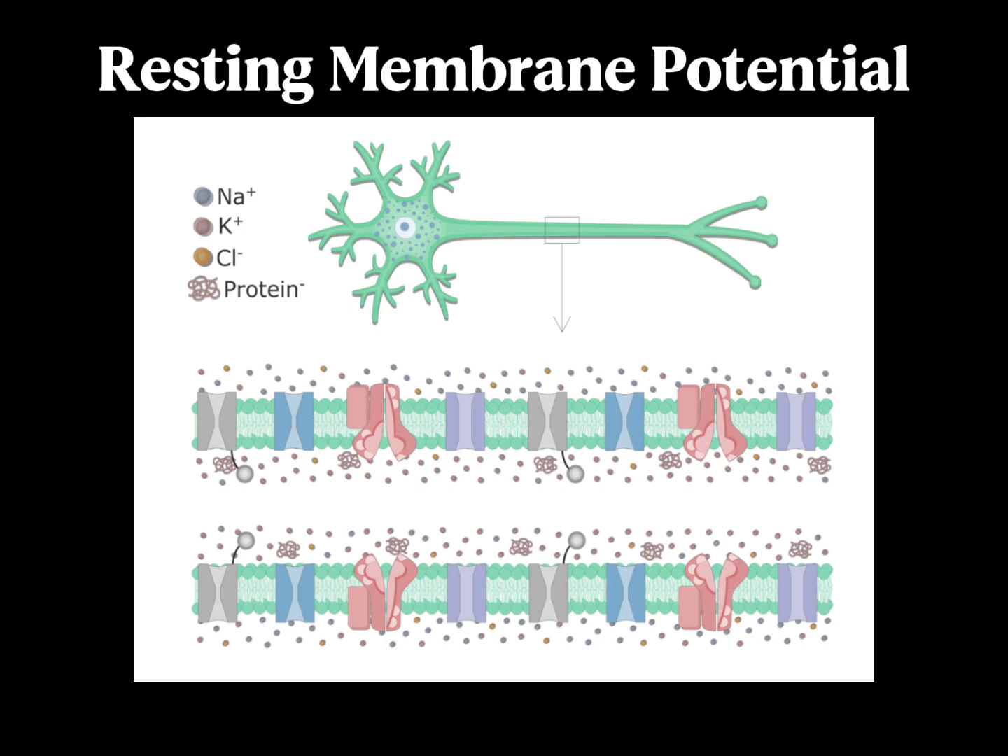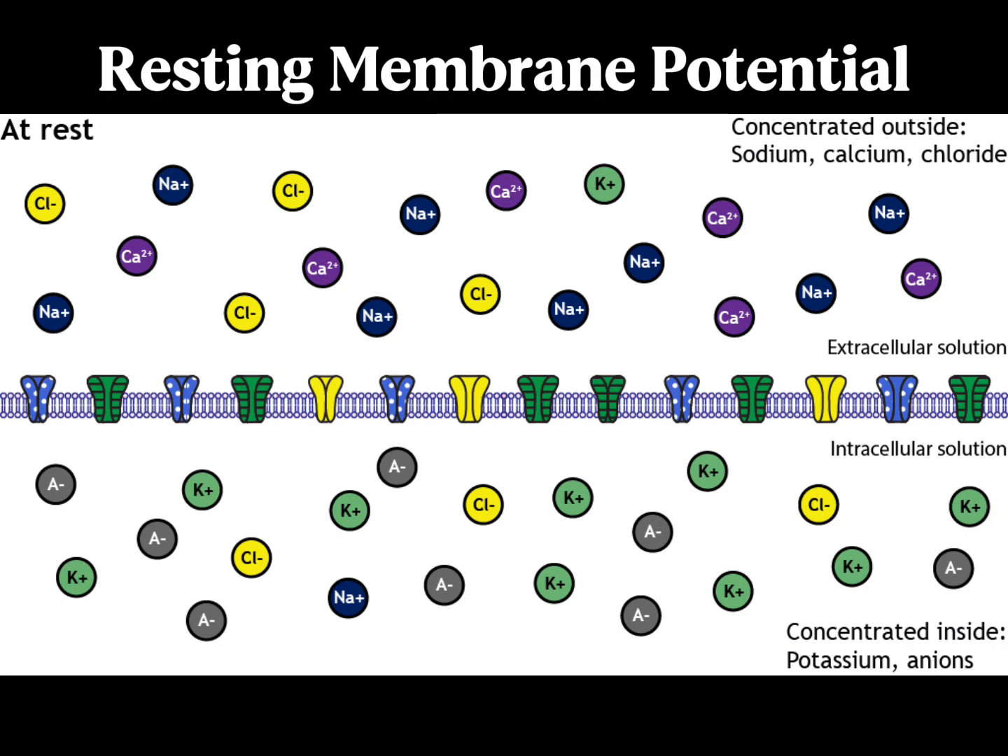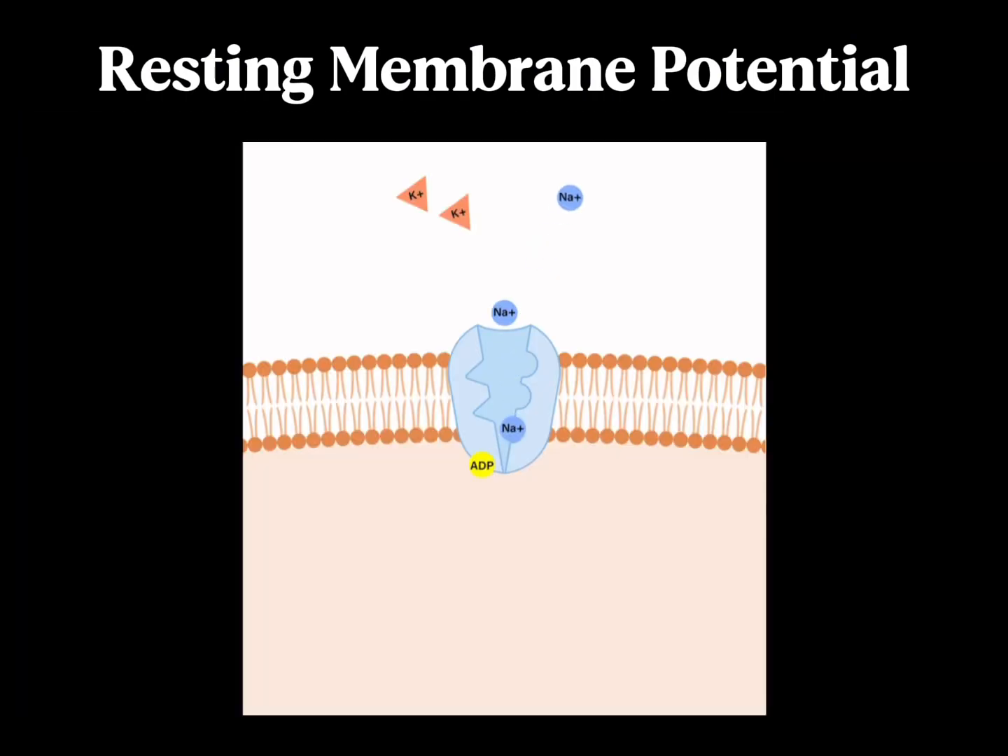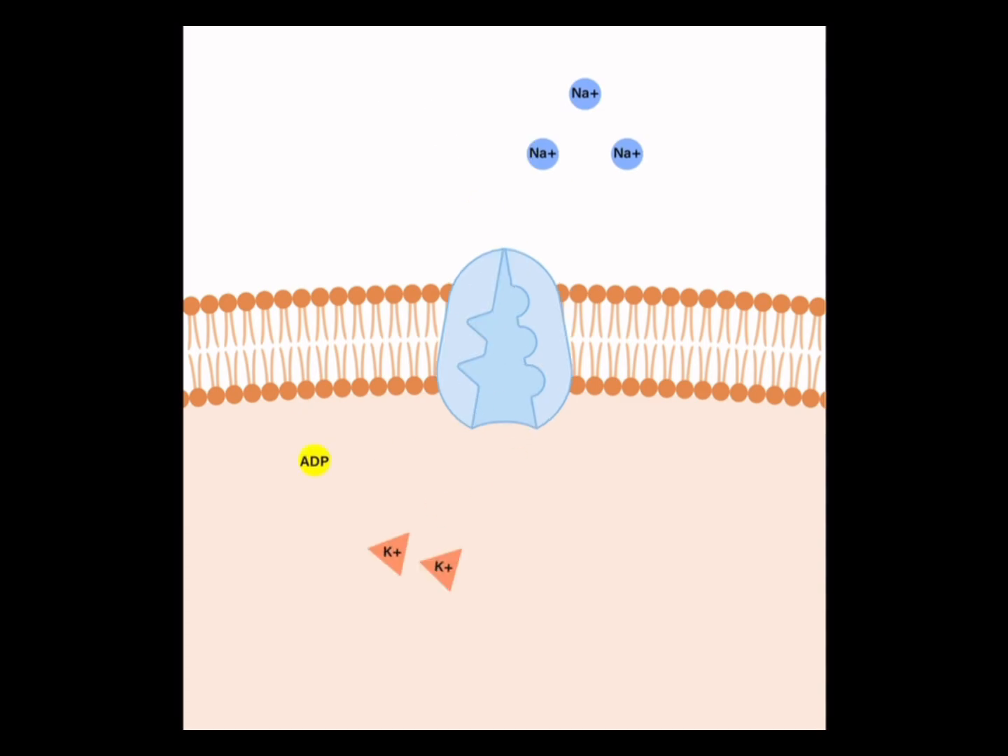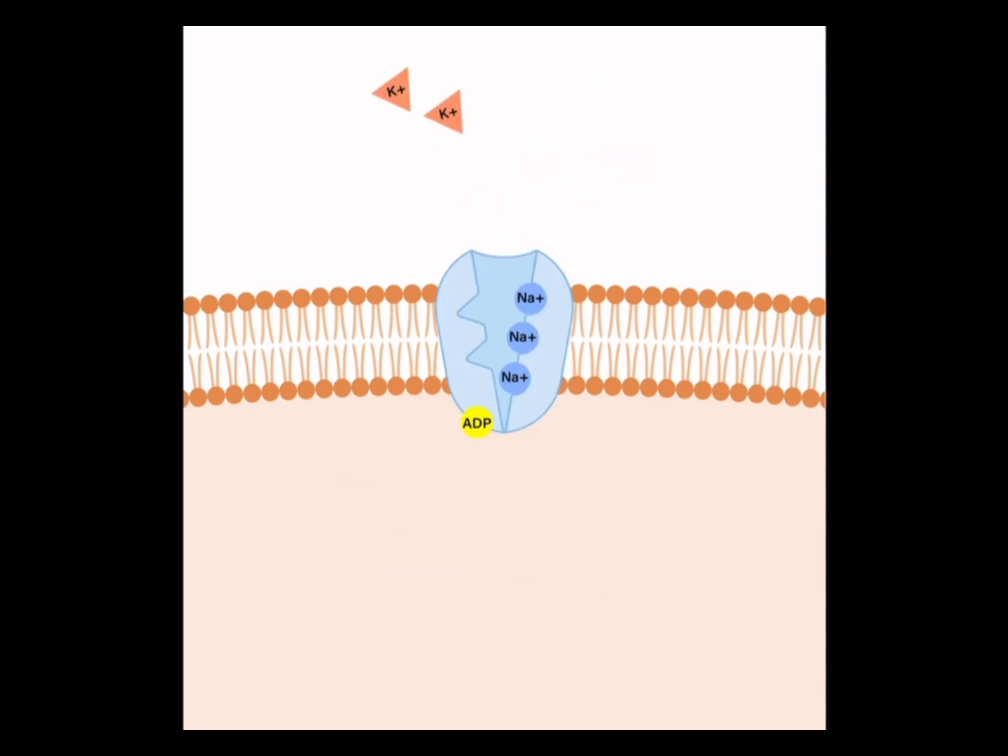So, when a neuron is not sending a signal, it maintains something called the resting membrane potential, which is typically around negative 70 millivolts. It's slightly negative inside because the sodium-potassium pumps constantly push 3 sodium ions out and bring 2 potassium ions in. This pump works nonstop. Honestly, probably harder than most of us during finals week.